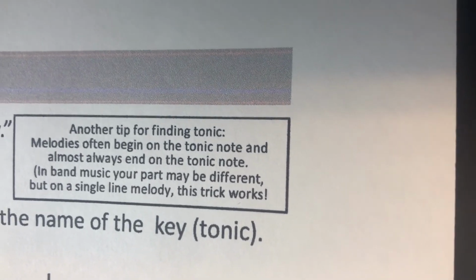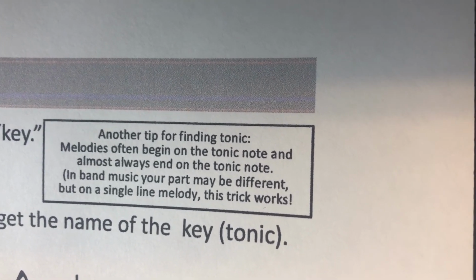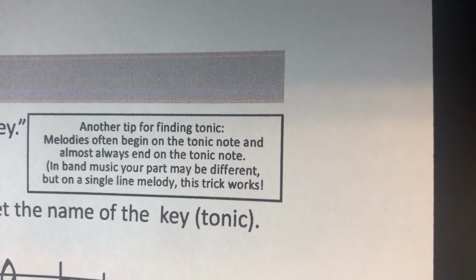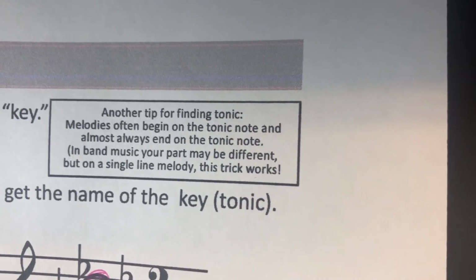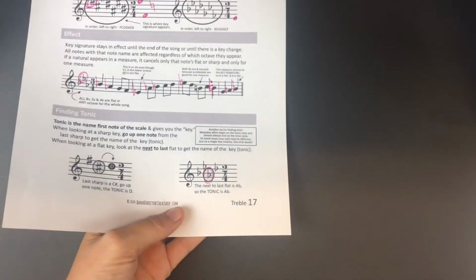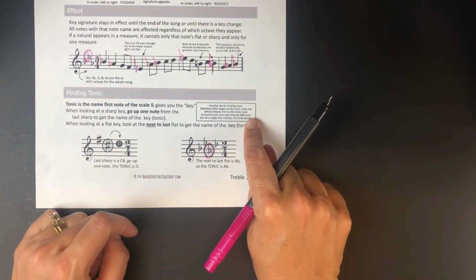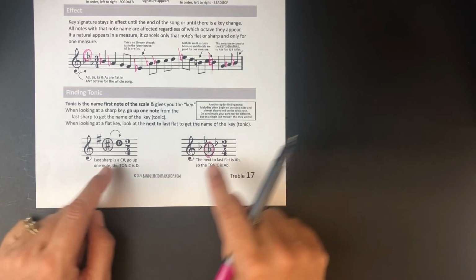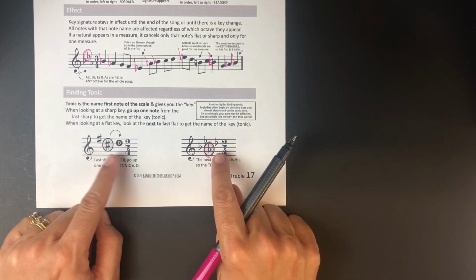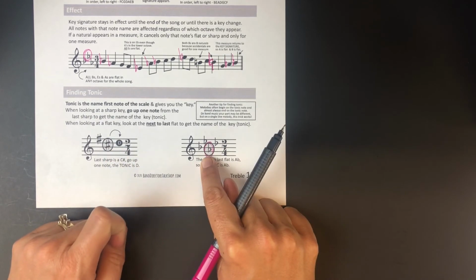So if you're looking at a song, look at the last note of the song, and that's often going to be your tonic if you haven't had a key signature change or something. And many times the first note of the song will also be that same note, but not always, okay? So that's kind of a more practical way sometimes to find the tonic and to know what the name of the tonic is, but you can also look at your key signature and go up a step if it's a sharp or go back one flat if it's a flat.